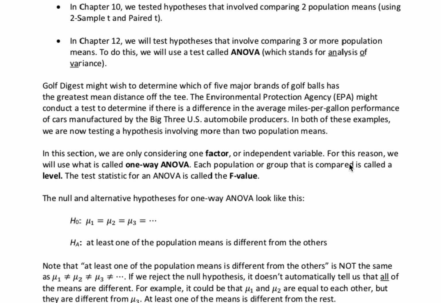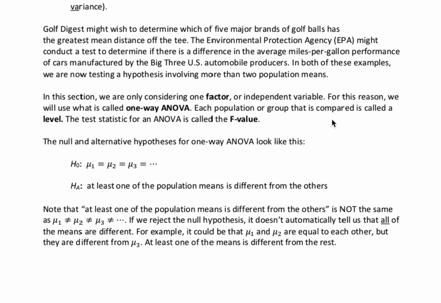In this section, we are only going to be considering one factor or independent variable, so we are going to be using what's called a one-way ANOVA. If you want to compare more than one independent variable, you would use a different test, and we're not going to get into that here. Each population or group that is compared is called a level. In my golf ball example, I would have 5 levels, and in my EPA example, I would have 3 levels. We're going to compute a test statistic using Minitab that's called the F value.